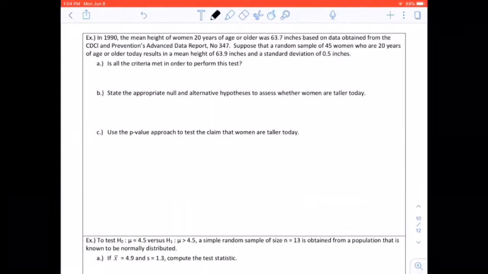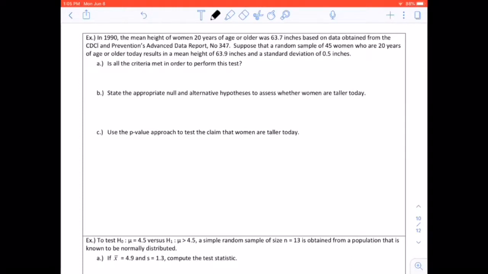The example says, in 1990, the mean height of women 20 years of age or older was 63.7 inches based on data obtained from the CDC and the Prevention's Advance Data Report number 347. Suppose that a random sample of 45 women who are 20 years of age or older today results in a mean height of 63.9 inches with a standard deviation of 0.5 inches.